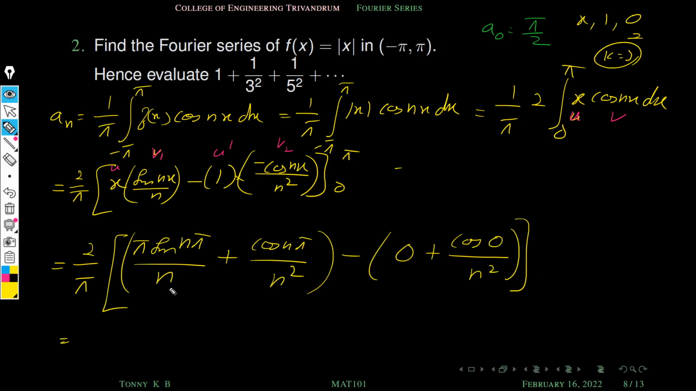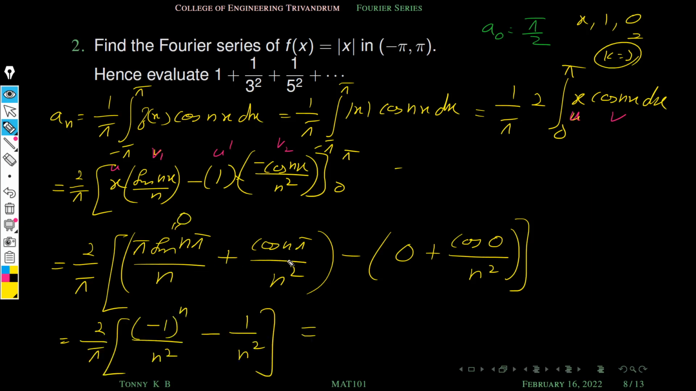So when x equal to pi, this becomes 2 by pi into pi sin n pi by n, minus into minus plus cos n pi by n square. When x equal to 0, the first term becomes 0, 0 into something, so anyway it is 0. And this minus into minus plus, and this becomes cos 0 by n square. And what is sin n pi? We know that sin n pi is always 0. So this term is again 0.